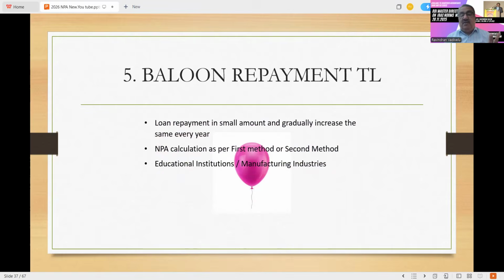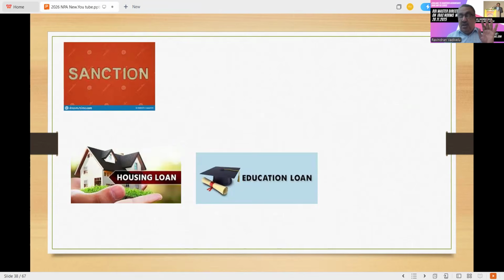This is what we have discussed about the term loan. There are 5 methods. One is about the principal plus interest. Second one is EMI. Third one is holiday period interest. And the fourth one is bullet repayment. Fifth one is balloon repayment. And everything depends on the sanction letter.